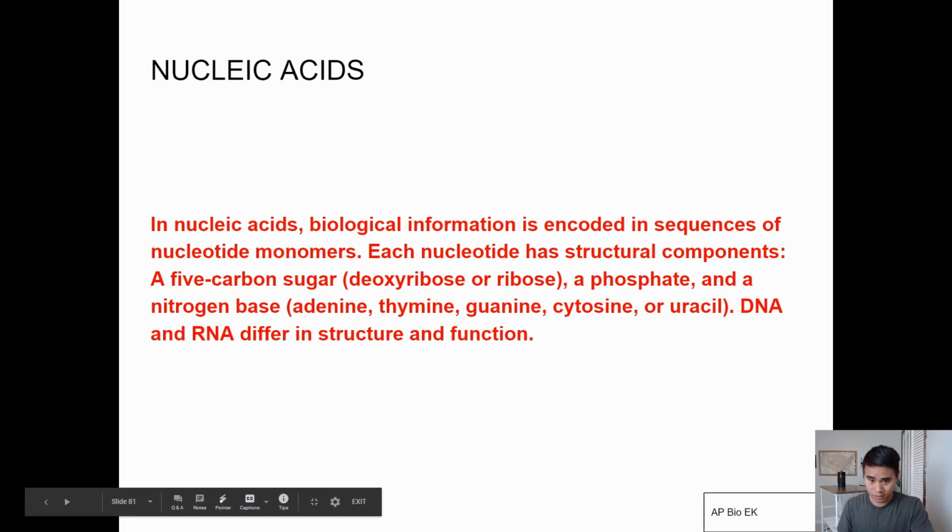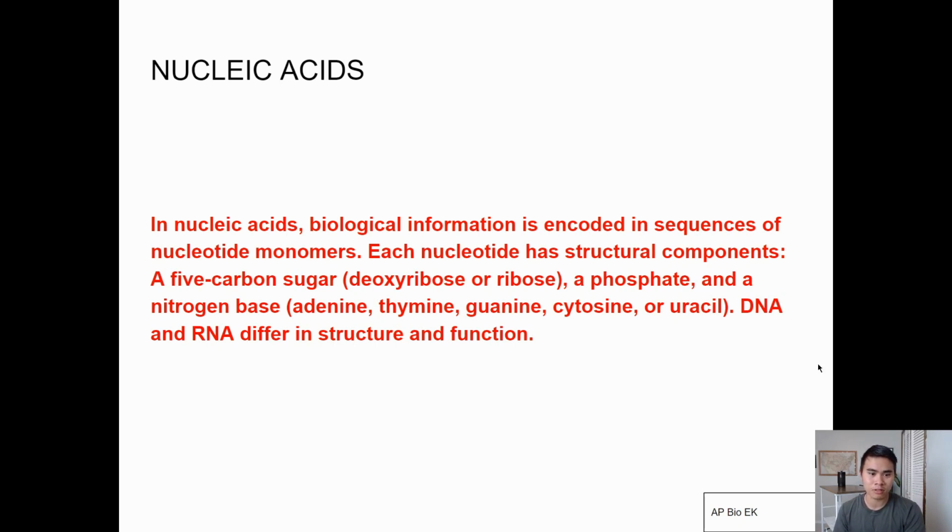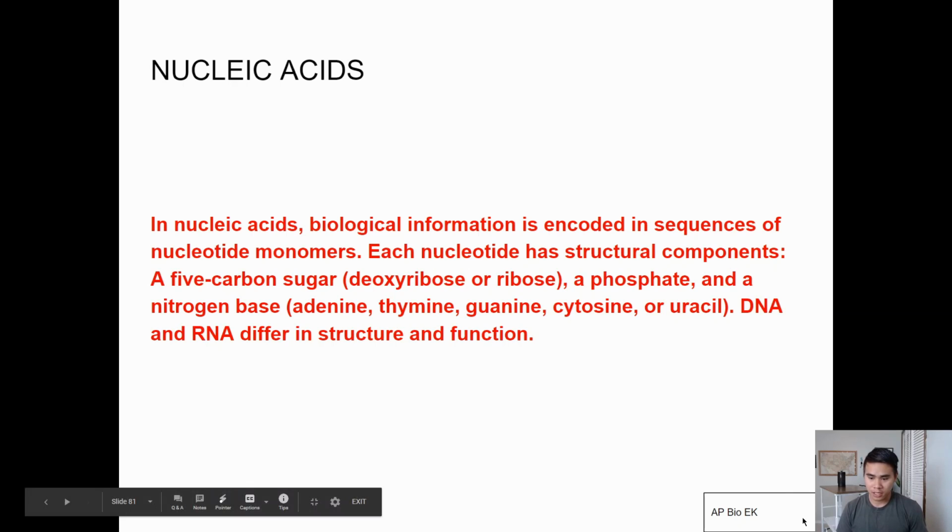All right, here's a summary slide. In nucleic acids, biological information is encoded in sequences of nucleotide monomers. Each nucleotide has structural components: a 5-carbon sugar, deoxyribose or ribose, a phosphate, and a nitrogen base. DNA and RNA differ in structure and function. So we're at slide 81 now. There are a lot of slides for this, but we're wrapping up the basics of macromolecules.